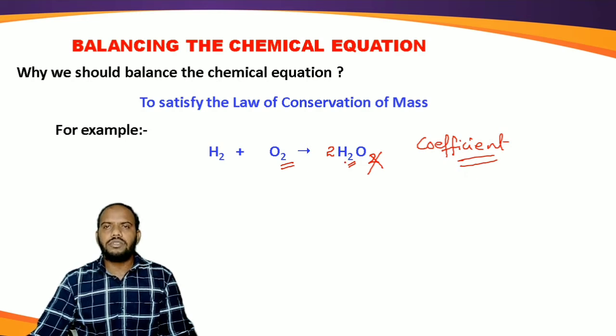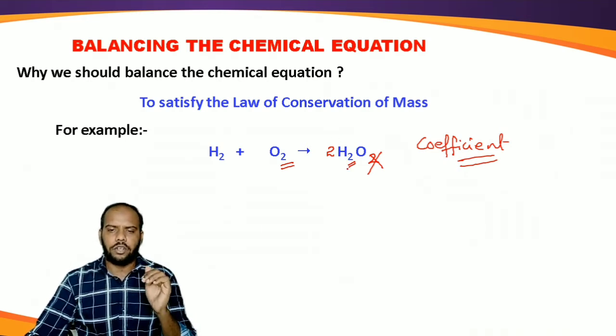Okay, so 2 2's are how much? 2 2's are 4. Got it? So total how many hydrogen present here? 4 hydrogen present. So here how many already there? 2. So 4 divided by 2, we got 2. So we got 4 hydrogen.